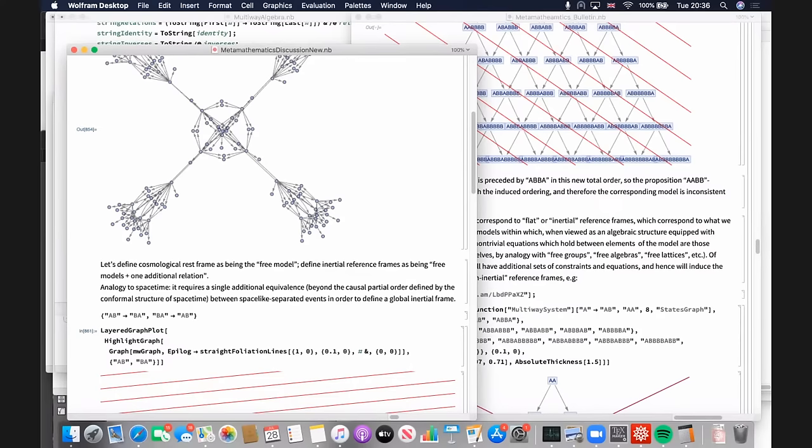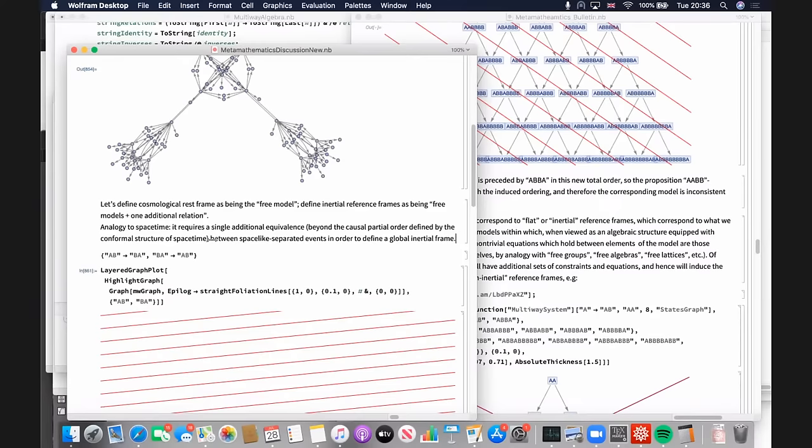Does that seem reasonable? Obviously, in space-time, you just need one additional equivalence between space-like separated events to define a global inertial frame. In the same way, we define an inertial model as being one where there's one additional relation beyond the background partial order induced by the axioms. It's not 100% obvious to me that this one additional equivalence relation between space-like separated events is sufficient to force the frame to be inertial. I think that requires some kind of proof by actually thinking about it.